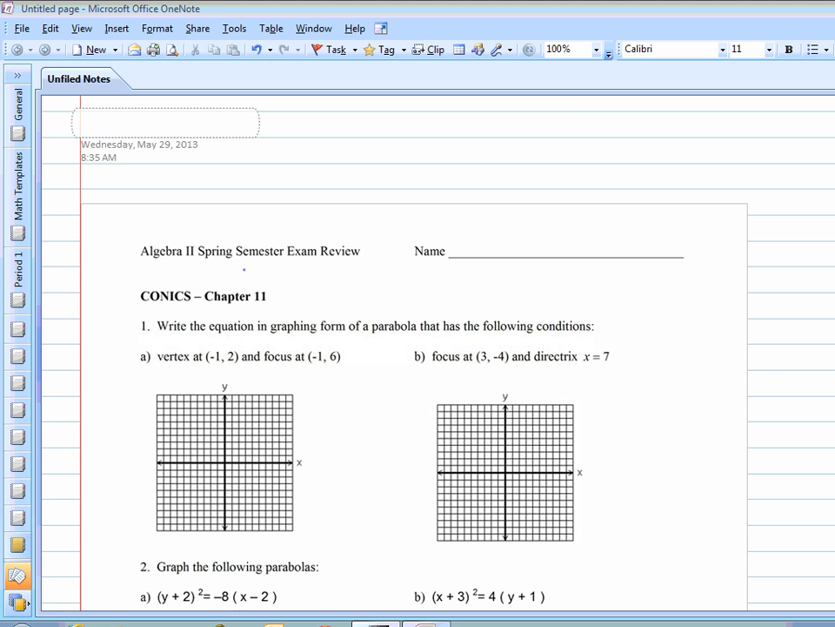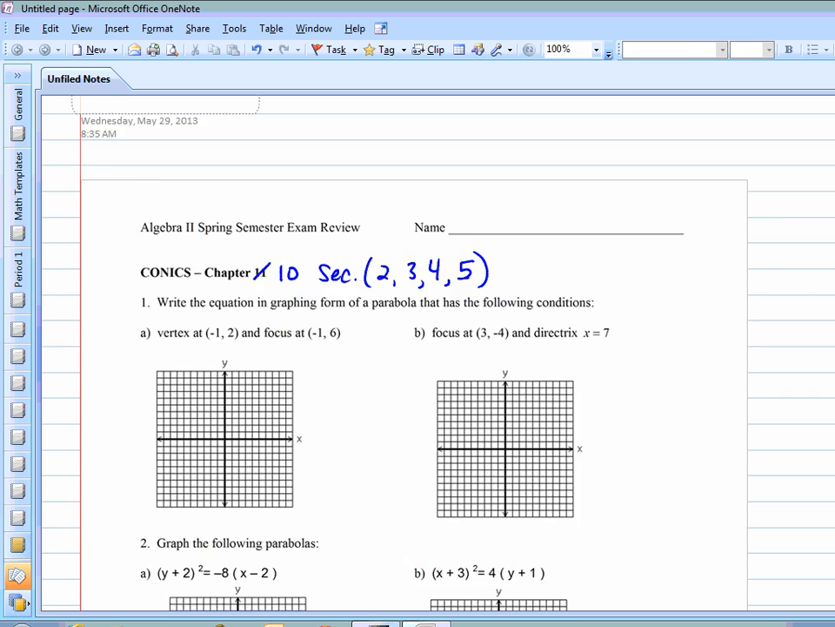To begin, we have the conics. It's not chapter 11, it's chapter 10. Sections 2, 3, 4, and 5. So to begin, it says, write the equation in graphing form of a parabola that has the following conditions.